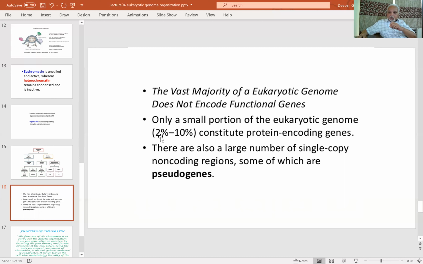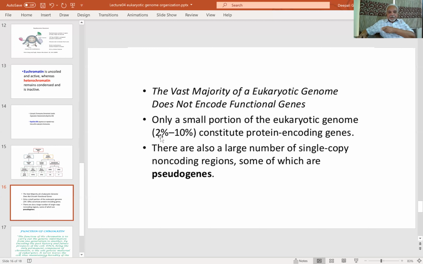So what it brings us to is that the coding part is very, very small, and the non-coding part is larger. What is the function of this non-coding part? Because a living cell does not carry something which it does not require. By the law of natural selection, things which are not required are eliminated from living organisms. So the fact that a large part of the genome is, as we say today, non-functional, but is still retained, means that it is definitely performing some function which today we don't understand clearly.